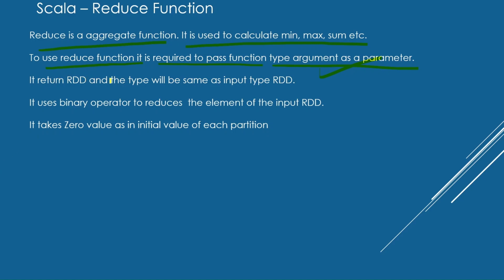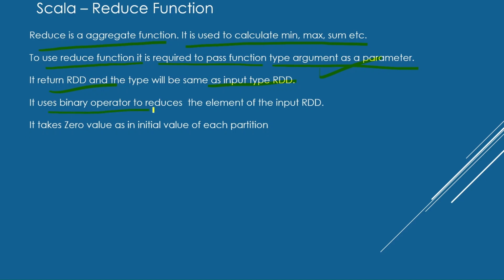Its return type, if the input is an RDD, will be the same as the input of the RDD. So what does it mean? If you are going to use reduce on the RDD, then the same output type will be there. Whatever input we are providing, the output will be of the same type.